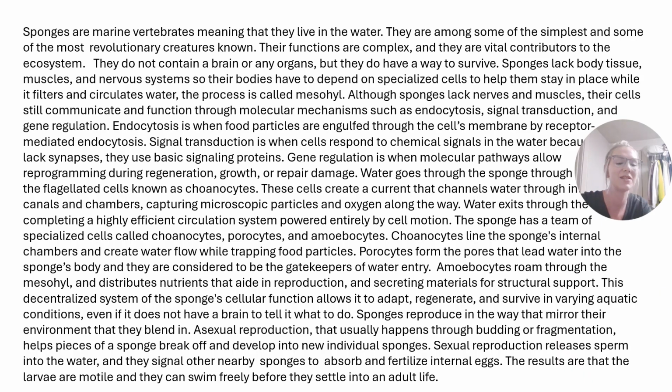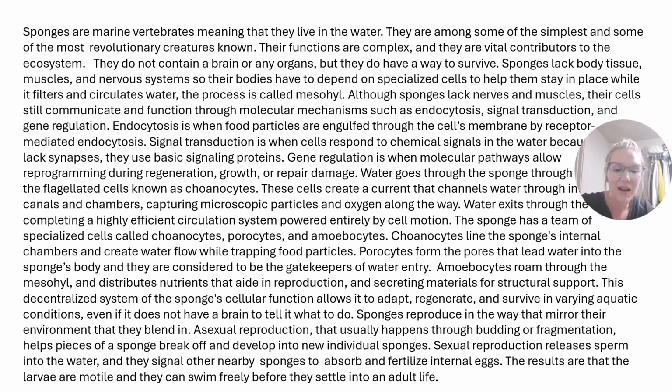And we're going over the sponges. Sponges are marine vertebrates, meaning that they can live in the water. They are among some of the most simplest and some of the most revolutionary creatures known. They've been around for a really long time, like millions of years. Their functions are very complex and they are very vital contributors to the ecosystem. They do a lot of filtering and balancing of the ecosystem to make it healthy to live in.